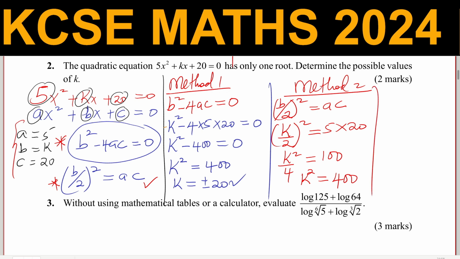And from here, getting the value of k, get the square root of both sides. k is equal to the square root of 400, which is positive or negative 20. So that is how you solve for the value of k using the two methods.